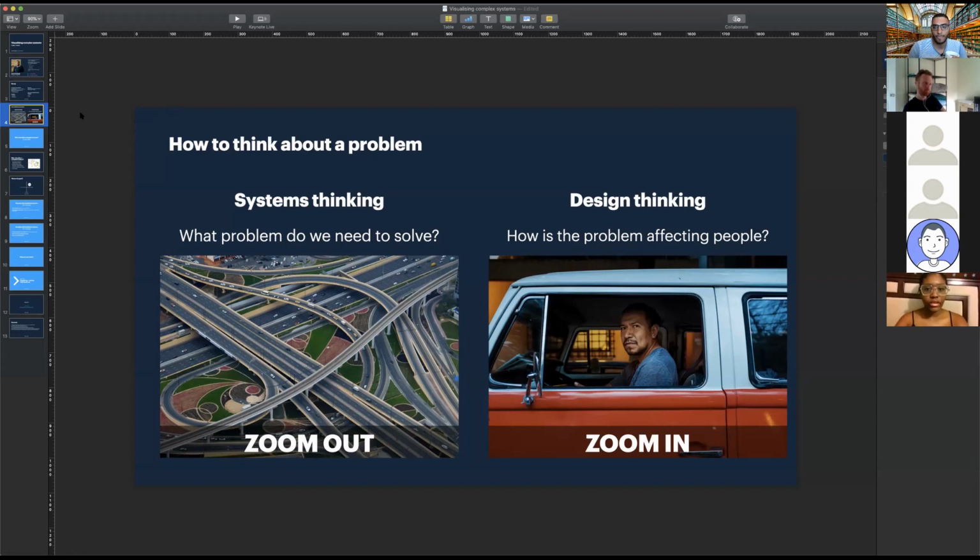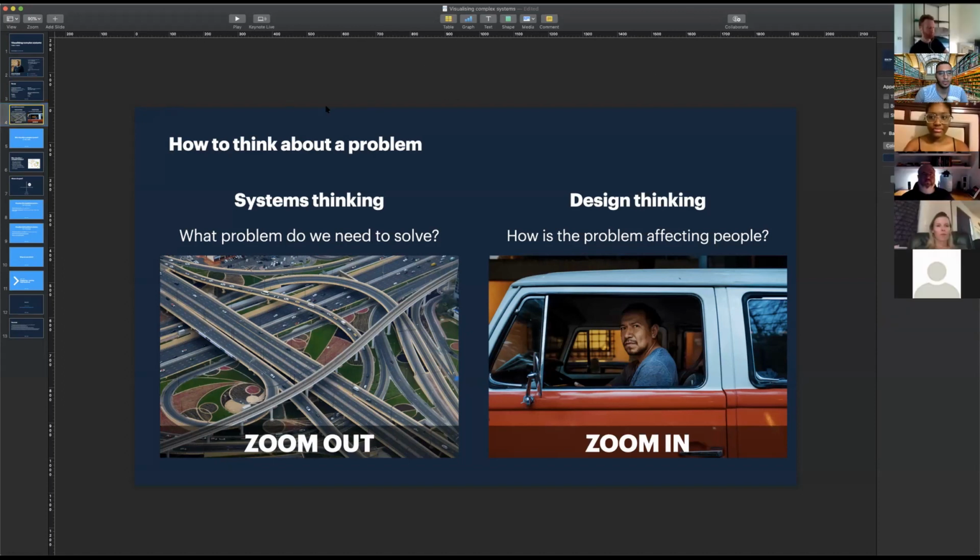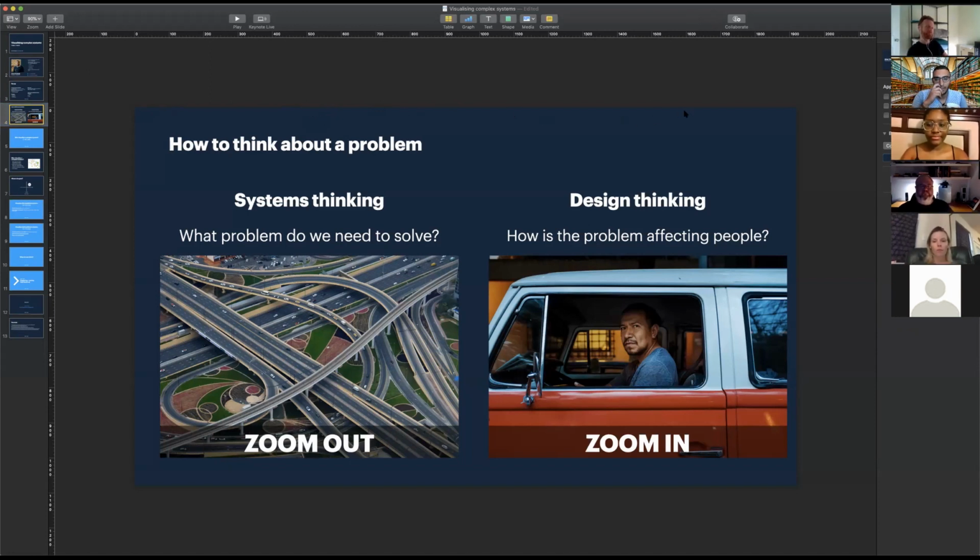How's that? Is that all good? Okay. Yeah. Who's got questions? We might do a quick round of questions about complex systems and design thinking, just for a couple of minutes, if anyone has.